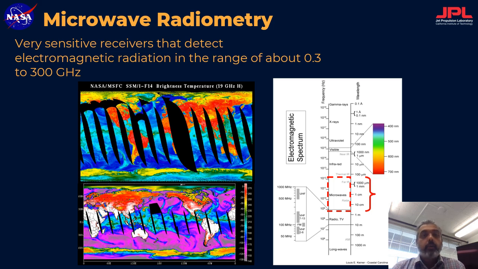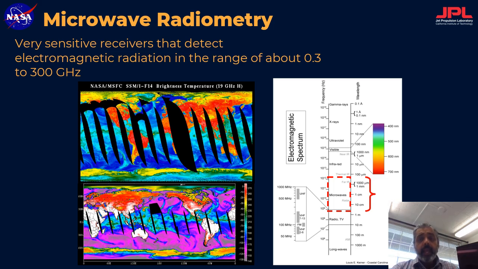All right, so most folks listening in right now probably already know this, but just in case you don't, what's a microwave radiometer? These are very sensitive receivers that detect EM radiation in the 0.3 to 300 gigahertz range. There are a variety of applications that I'll talk about up ahead.